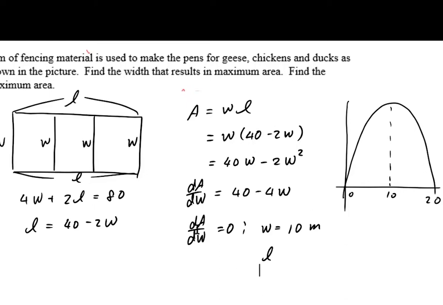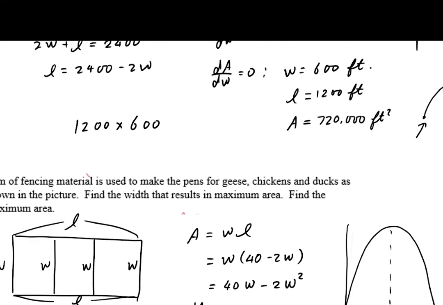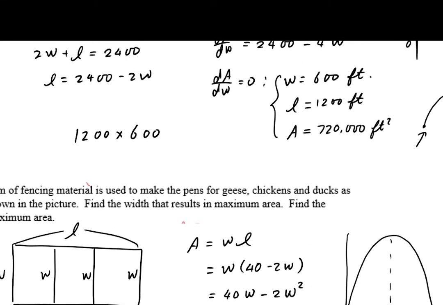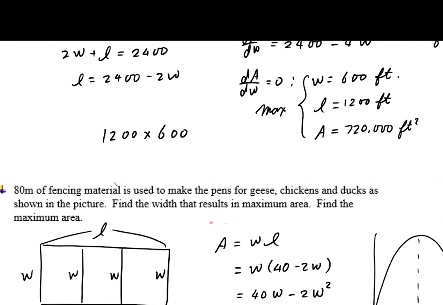This must be my maximum. Plug it in here, and you have 20. Similar ratio of dimensions, and your area, of course, is 200 square meters. This is my maximum. How about that? I didn't write the maximum here. Okay, now let's move on to something that is calculus worthy.